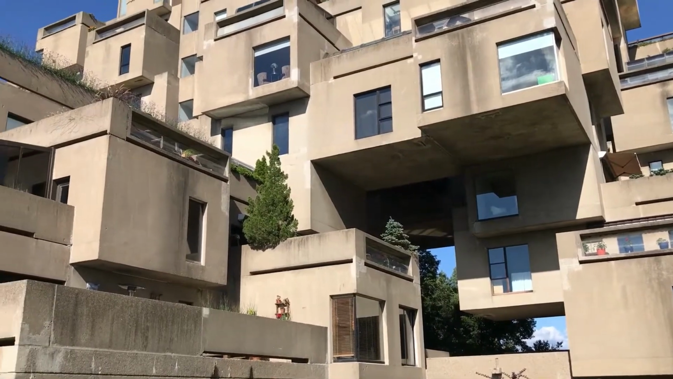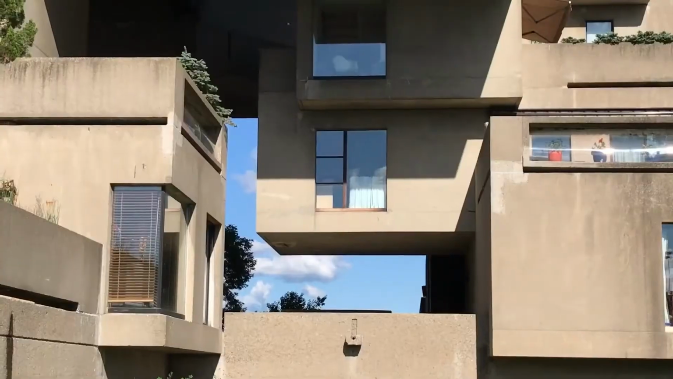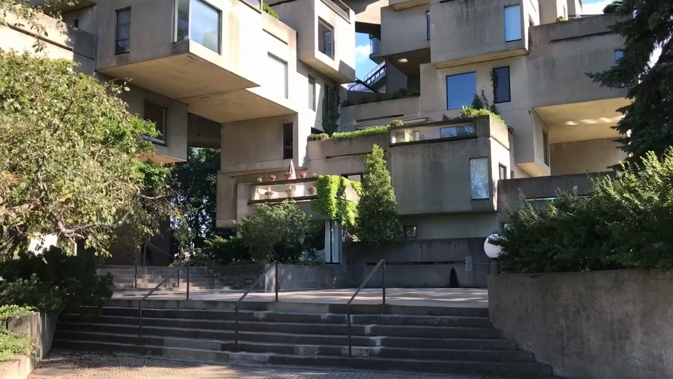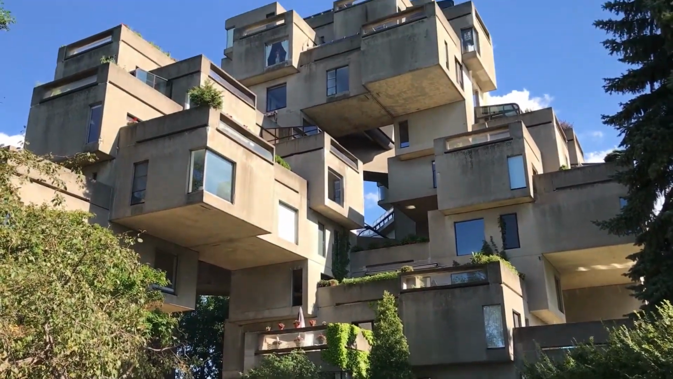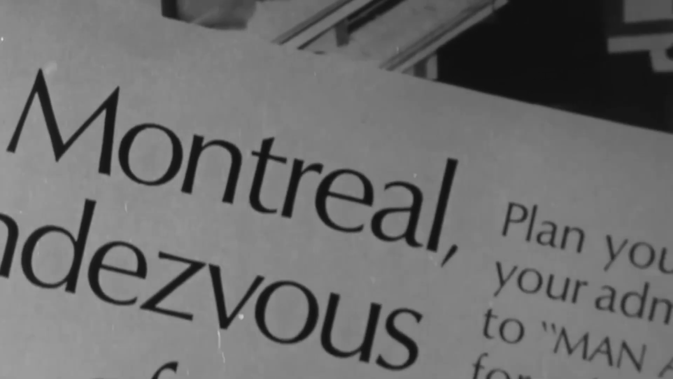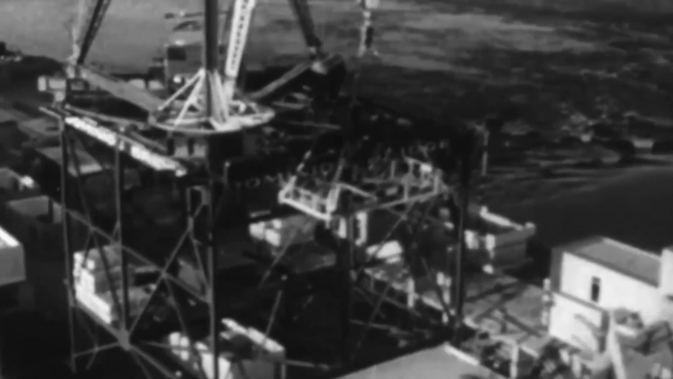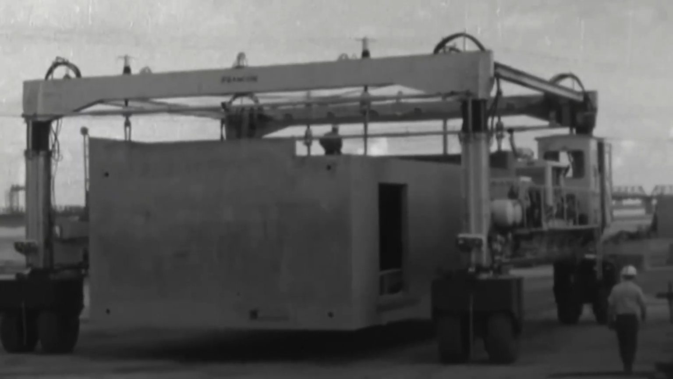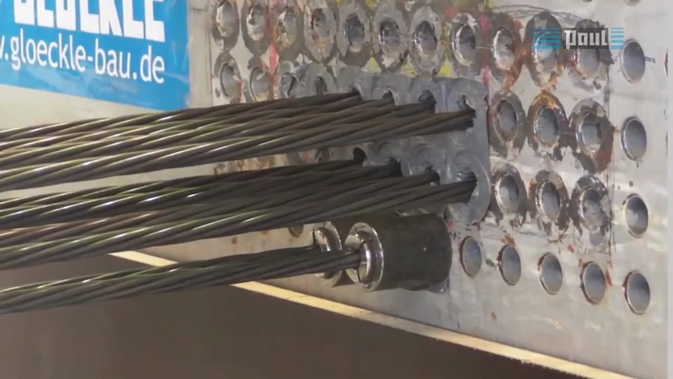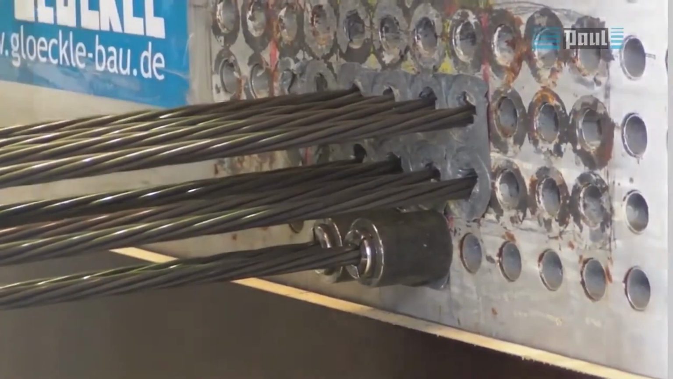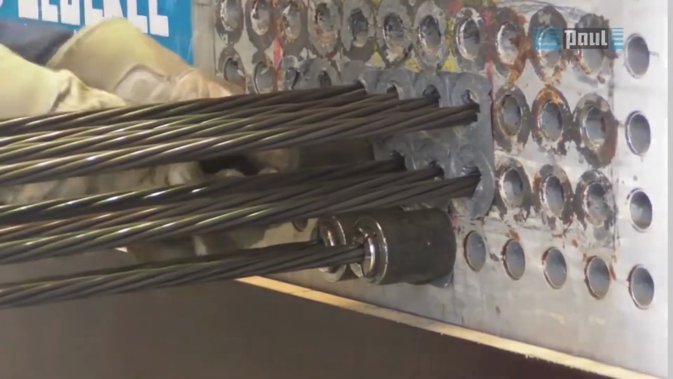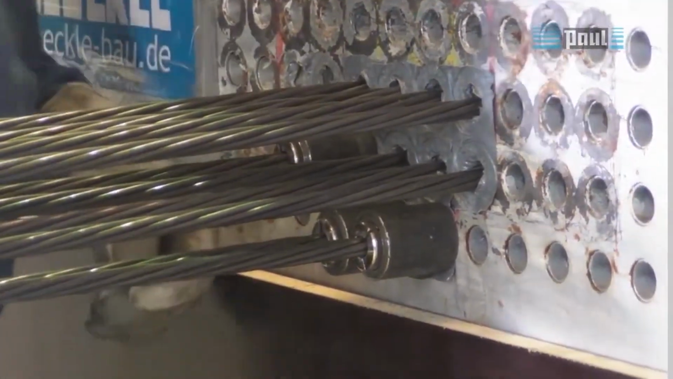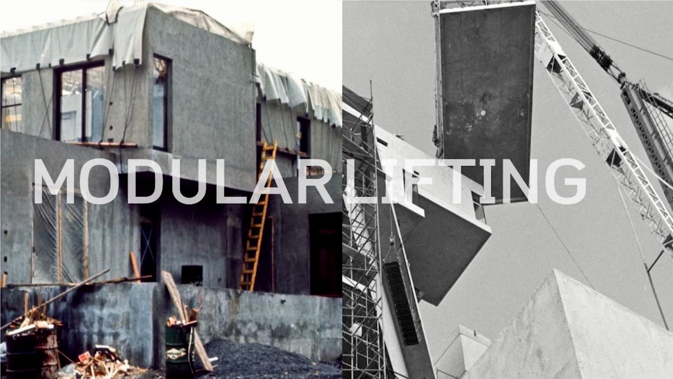In last week's video, there was a brief introduction to Habitat 67. The video covered the architect Moshe Safdie, who designed Habitat 67, the background of the Habitat 67 project, and various architectural and construction techniques used in Habitat 67, including modular construction, lifting system, and post-tensioning method. Among these, modular construction and lifting system were briefly introduced.